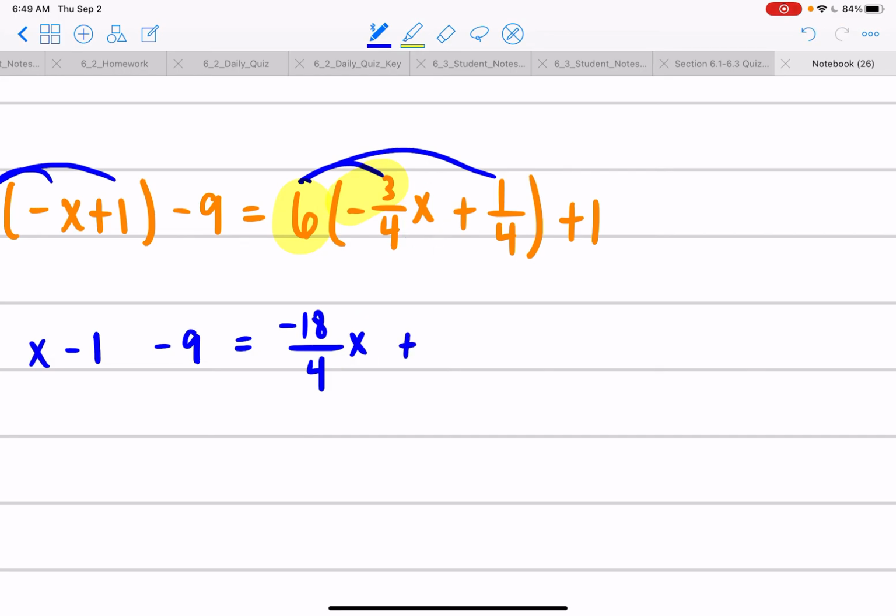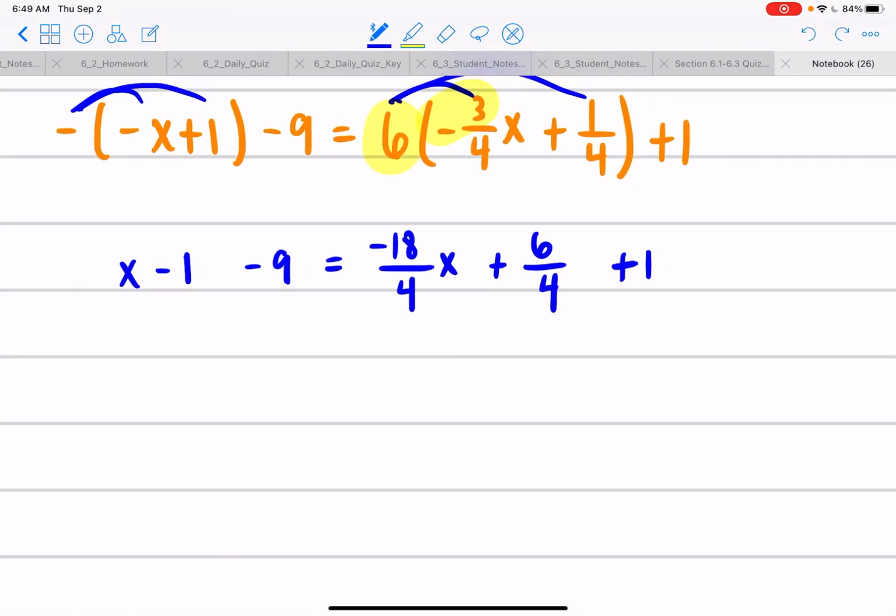Plus, we're going to multiply 6 times 1 on the top here, and the 4 stays on the bottom. And then don't forget the plus 1 here. And then let's, again, I don't like these 4s on the bottom, so I'm going to multiply by whatever happens to be on the bottom of my fractions there. So we'll multiply everything by 4.